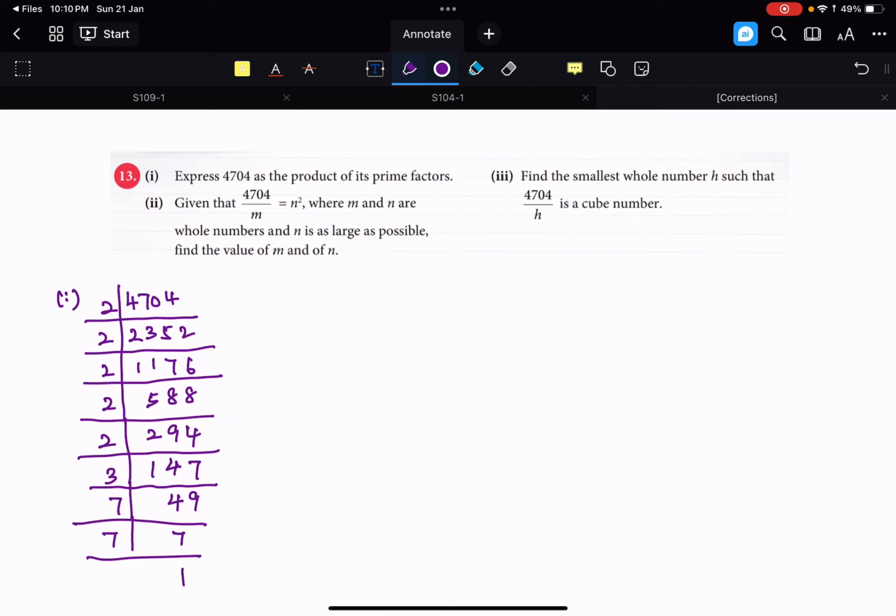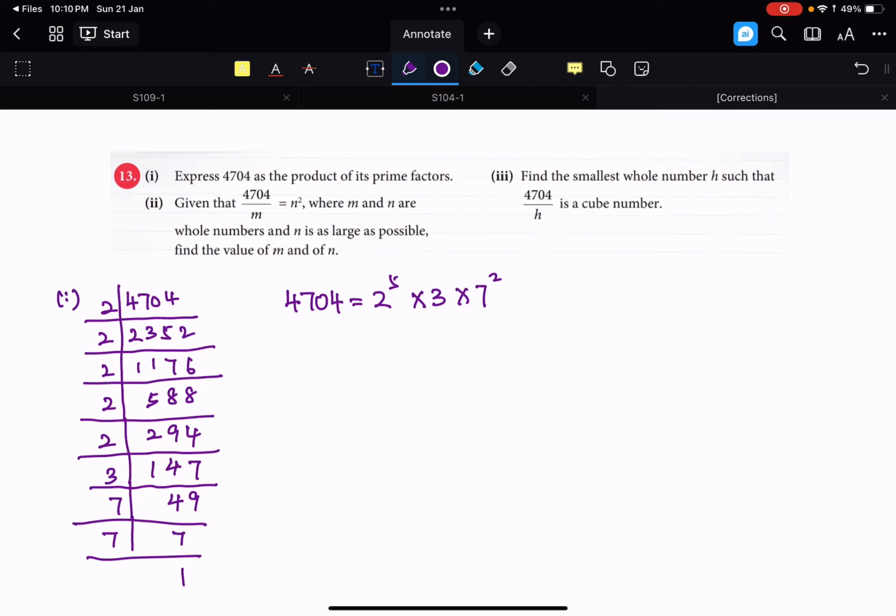Okay, so now let's write it properly. Therefore, 4704 can be expressed as 2 to the power of 5, right? Times 3 times 7 squared. Done, right? So let's go on to the second part of the question.